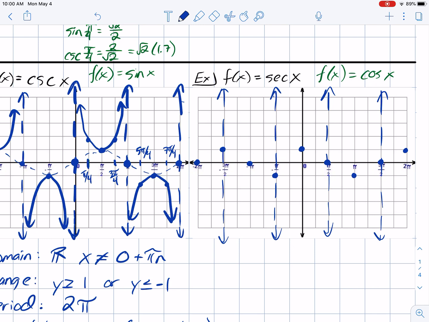Let's put a dotted line on here. I completely messed up this side of the graph. I apologize. Let me fix that. We should have started down here at 0. Good. And now we're crossing at 0 at our asymptotes like we should be. Okay, here's our parent function sine or cosine graph. And then the same thing.